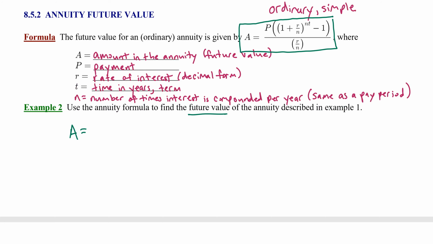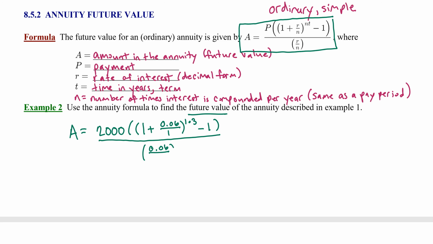So P is our regular payment. Remember, we were making a $2,000 deposit every year, once a year. We talked about maybe that's our Christmas bonus that we are investing in this annuity. The rate of interest was 6%. We were looking at annual compounding, or compounding once per year, and we were looking at a term of 3 years. So N times T is 1 times 3. The formula requires a -1, and then in the bottom we have 0.06 divided by 1.